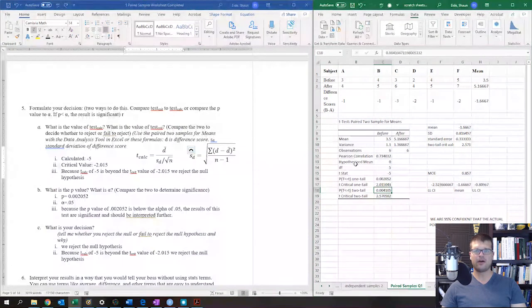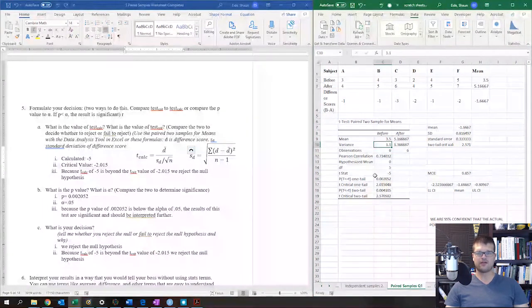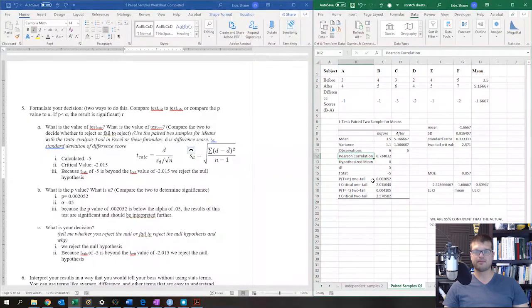And now we have all the information that we need for the t-test. Okay, we've got the mean, we've got the variance for the before and for the after, and then we also have the information on the actual test.